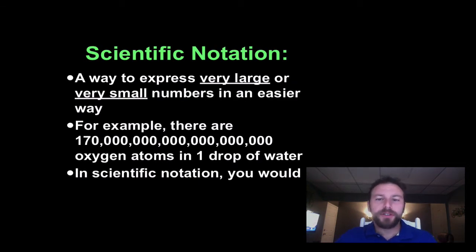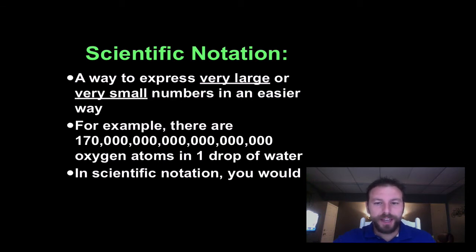Scientific notation is just a very easy way to express very large or very small numbers. For example, there are 170, followed by 18 zeros, oxygen atoms in a drop of water. If we had to say that, I don't even know what that is. It's like 170 million million million. We can do this in a lot easier way.